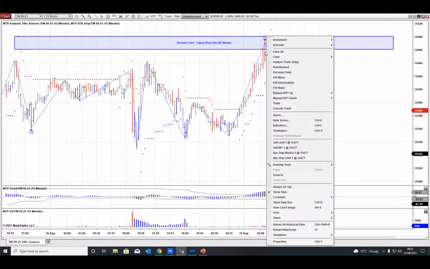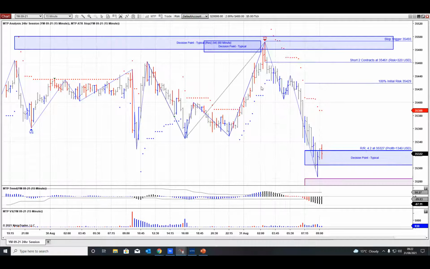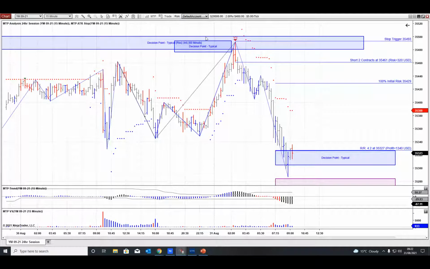So right mouse click over the red sell bar, do analyze trade setup. This then gives you the trade setup. Remember, we're risking 2% of a sample $20,000 account. That gives you the number of contracts to trade. If you're, say, trading a smaller account, that can be adjusted as well to keep your initial risk small and under control. But if we keep it on the default account, that just keeps us where we were before.